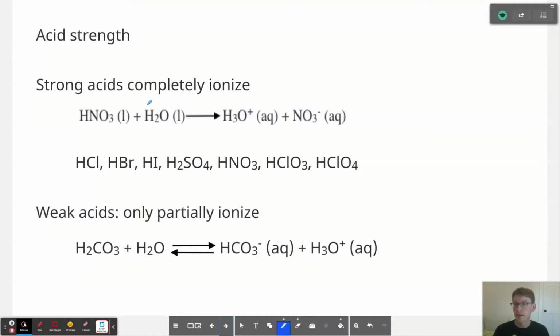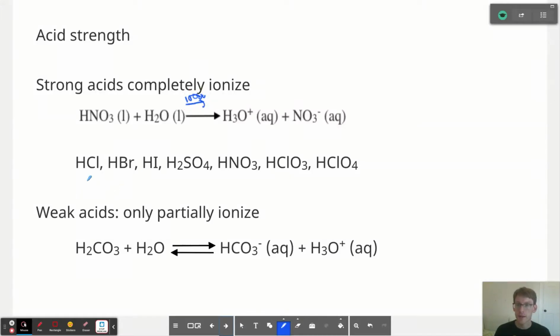So strong acids versus weak acids. Strong acids will completely ionize. They will completely separate. And so that's why we can see here, this reaction, there is a single straight arrow. This means that if we start off with a certain amount of HNO3, every single one of those will separate into H3O+ and NO3-. They'll all react. This reaction will go 100% forward.